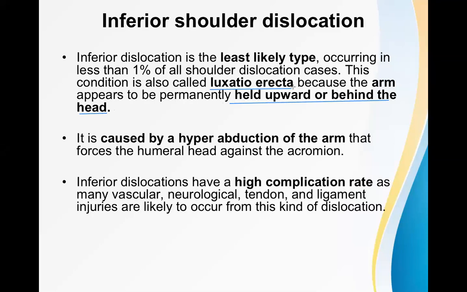In some of the MCQ questions, they simply give this term, luxatio erecta, and ask you, in this type of dislocation of the shoulder joint, where is the head, or something like that. So you need to be prepared. You need to know that luxatio erecta is a synonymous term for inferior dislocation of the shoulder joint. The inferior dislocations have a high complication rate, as many vascular, neurological, tendon, and ligament injuries are likely to occur from this kind of dislocation. So there is a high chance of axillary nerve damage.